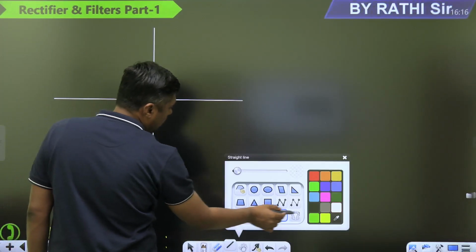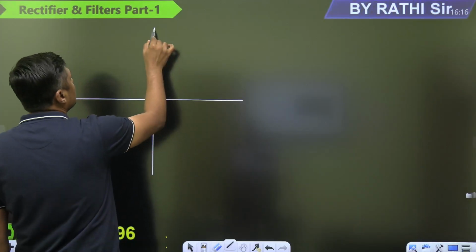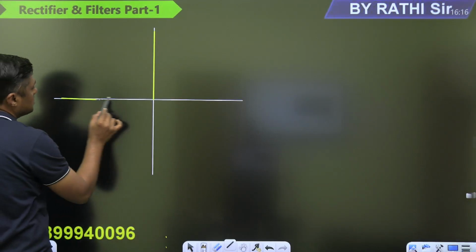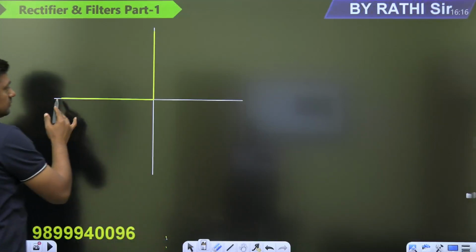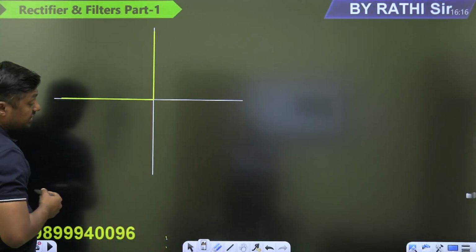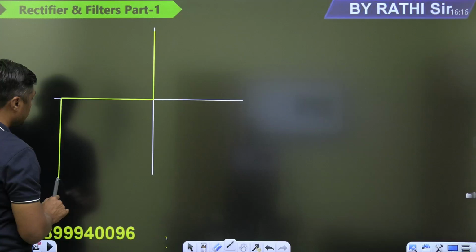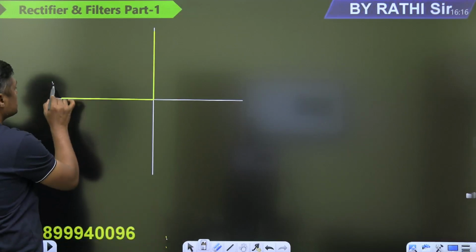When it is forward bias, it will act as a short circuit. Current increases but the voltage drop across it does not increase. When it is reverse bias, it will act as what? Open circuit. Voltage increases but current does not increase, but it has some breakdown voltage. After that, it will allow the current in the reverse direction. This is called the breakdown voltage VZ.